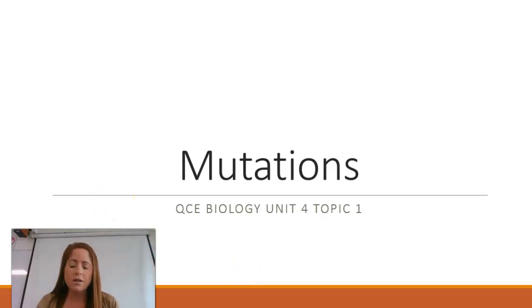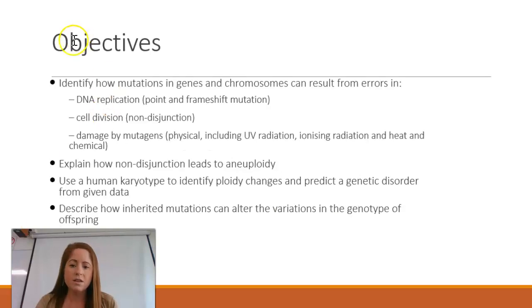We'll talk a little bit about the different types of mutations. When you look at the things that you have to know for this unit, you have to know about gene mutations and chromosome mutations, be able to interpret karyotypes, and then also be able to talk about different mutagens that could cause certain types of mutations.